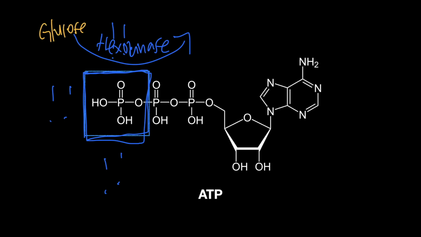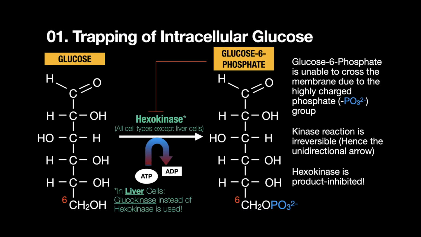So you can imagine it to be something like this. We have glucose over here, and then with the help of hexokinase, this will be added to glucose to form glucose 6-phosphate. Yes, indeed. So essentially, it looks just like this.